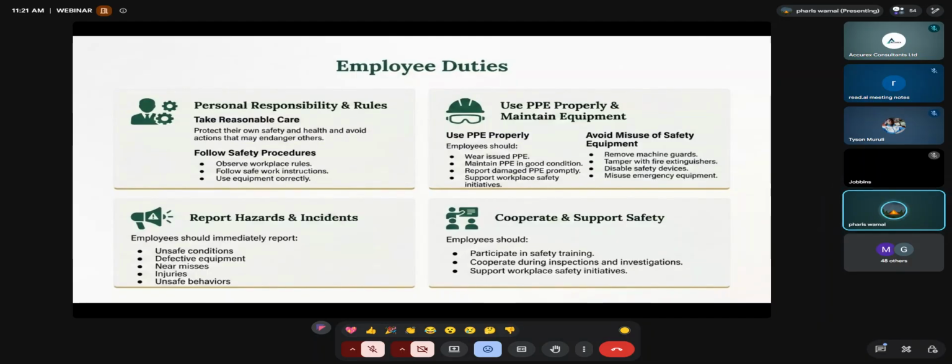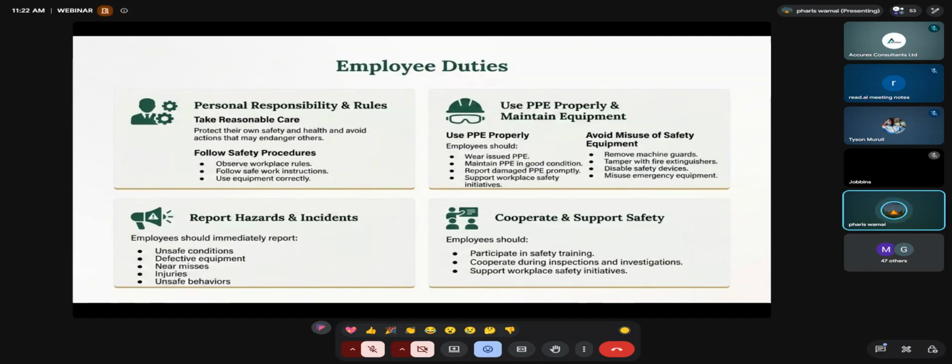And support workplace safety initiatives. So as we are going to see, in some cases, when we are talking about WIBA, we have areas which WIBA will not cover. And one area is willful misconduct, that somebody did something against the rules of the company, and they have had sufficient training to prevent that from happening. So we are going to look at that under WIBA.